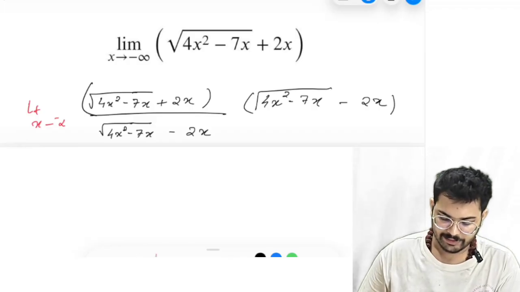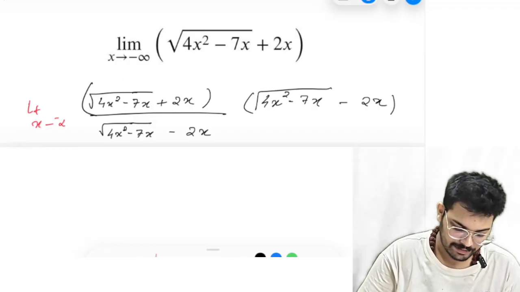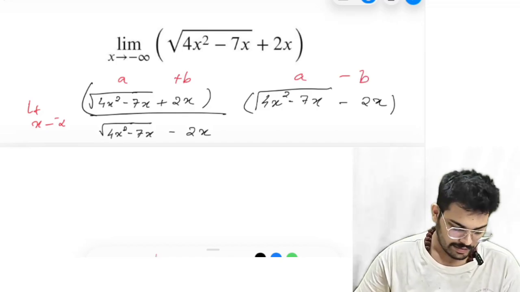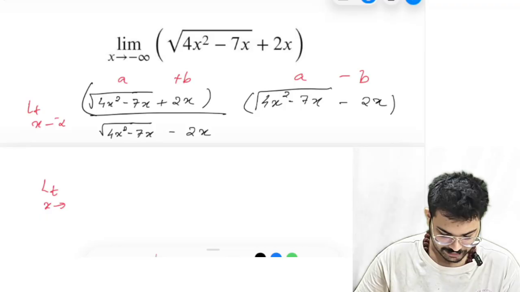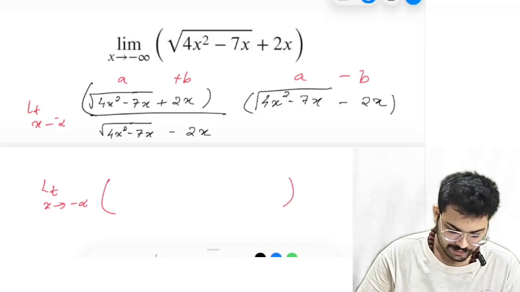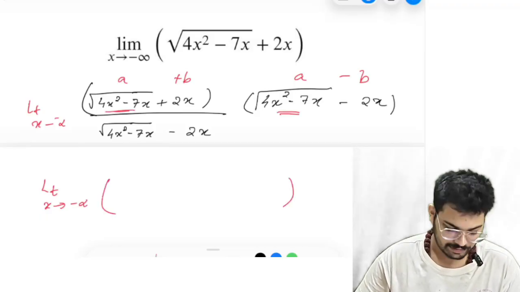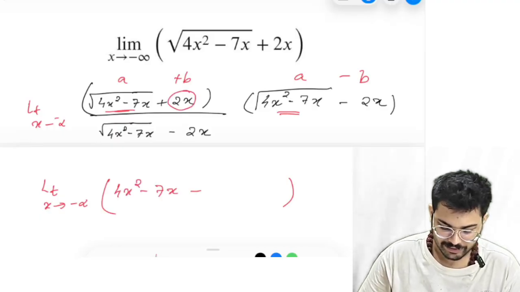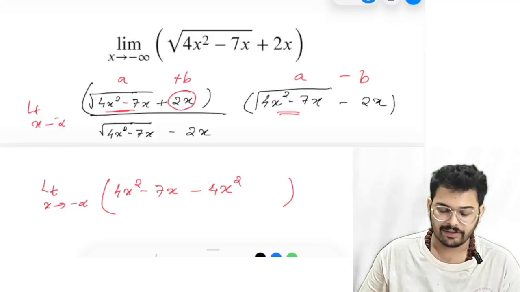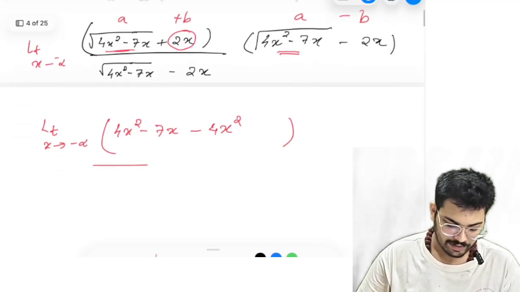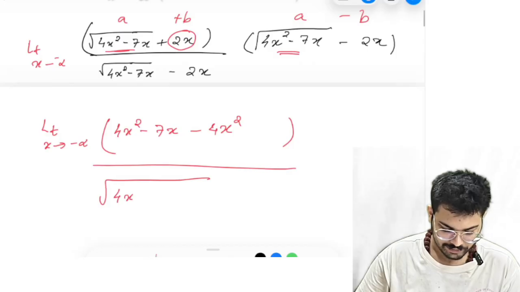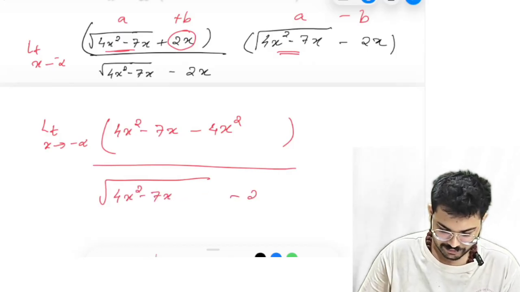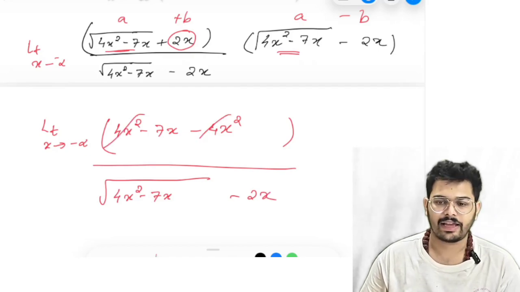Now we can apply the a square minus b square identity. It is of the form a plus b into a minus b, and that will become a square minus b square. So this will become limit x tends to minus infinity. A square will be the square of this value, so you will be removing the root. It will be 4x square minus 7x, and b value is 2x, and the square of 2x will be subtracted. It will become minus 7x, the whole divided by root of 4x square minus 7x minus 2x. These two values will be cancelling.